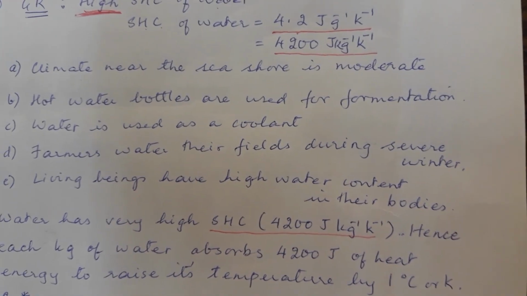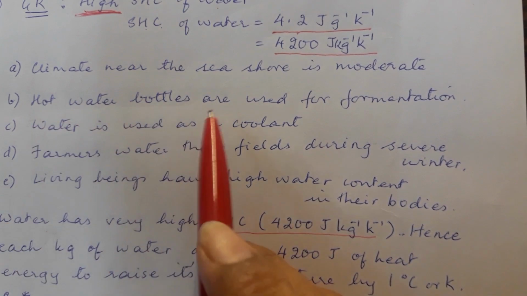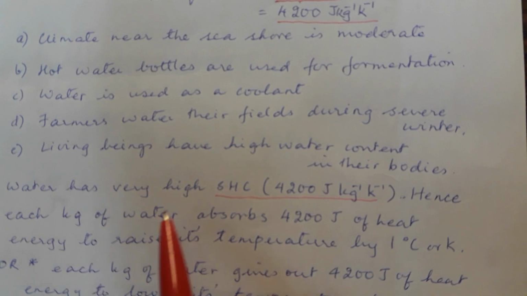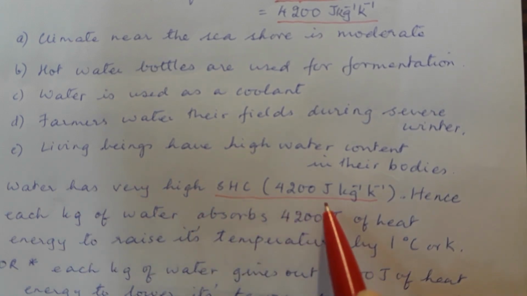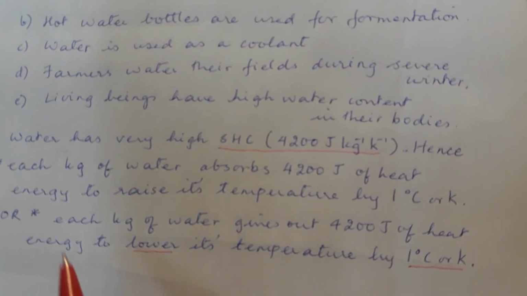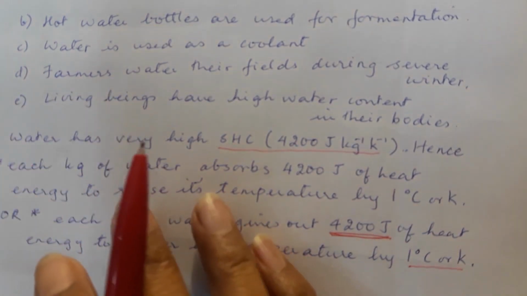Now if you come to the second one, hot water bottles are used for fermentation. Here again you will mention the same thing. Water has very high specific heat capacity, that is 4200 joule per kg per Kelvin, and hence each kg of water is going to give out 4200 joules, which is a lot of energy, to lower its temperature by 1 degree C. So this heat will be given to the aching muscles, the body parts, and they will relax and you will get relief from the pain.